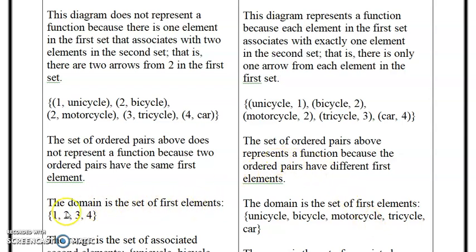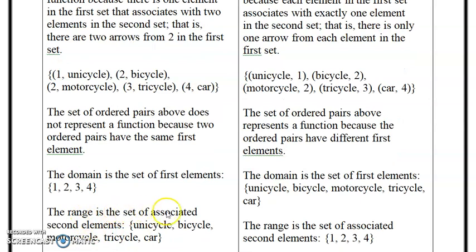The domain is the first set of elements, 1, 2, 3, and 4. The domain of the first set of elements is unicycle, bicycle, motorcycle, tricycle, car. The range is the second set of elements, and the range is a set of the associated values 1, 2, 3, and 4.